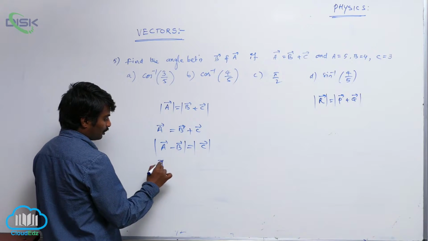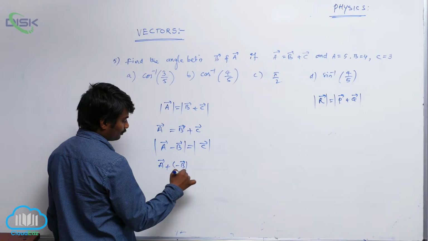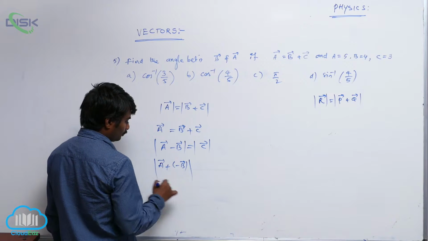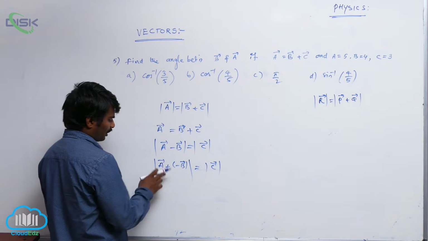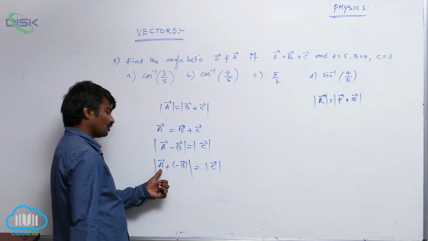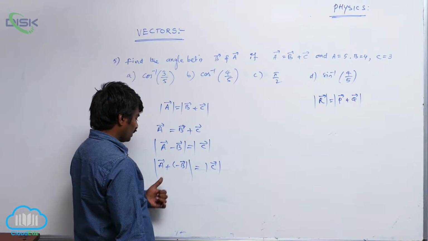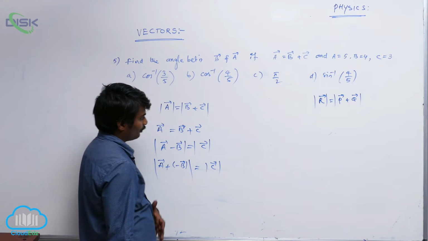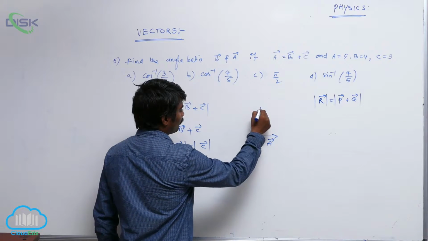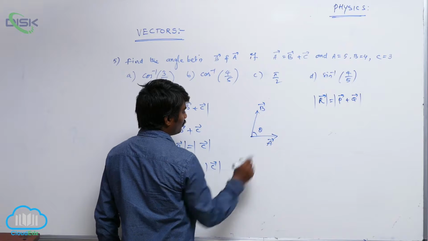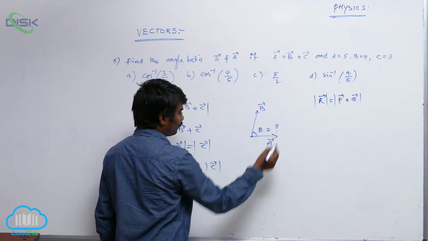So here A bar plus minus B bar is equal to modulus of C bar, and he did not ask the angle between A bar and minus B bar. He has asked us to calculate the angle between A bar and B bar. So let me take this as A bar and this as B bar, and the angle between these two is theta. So this is what we have to find.